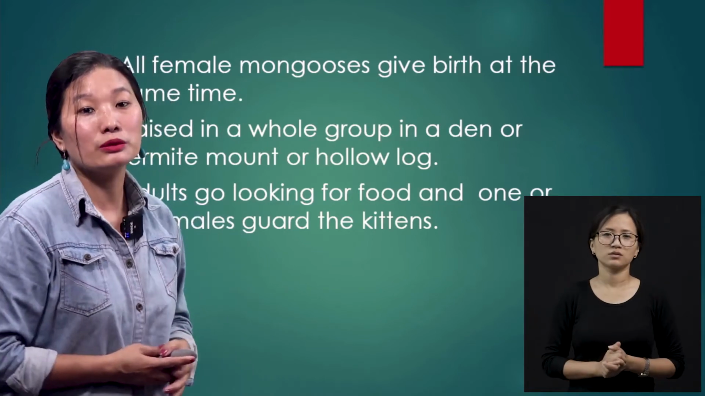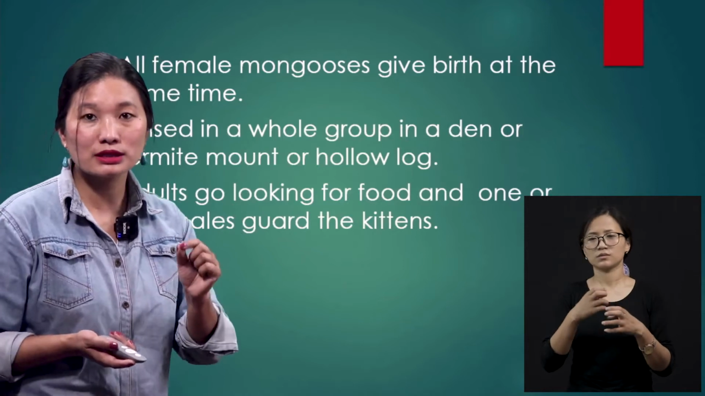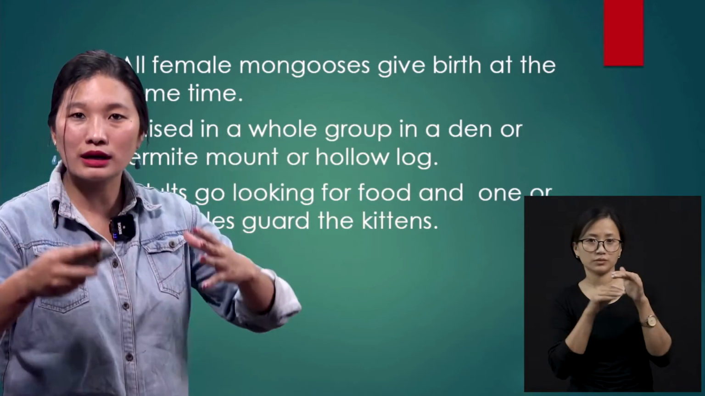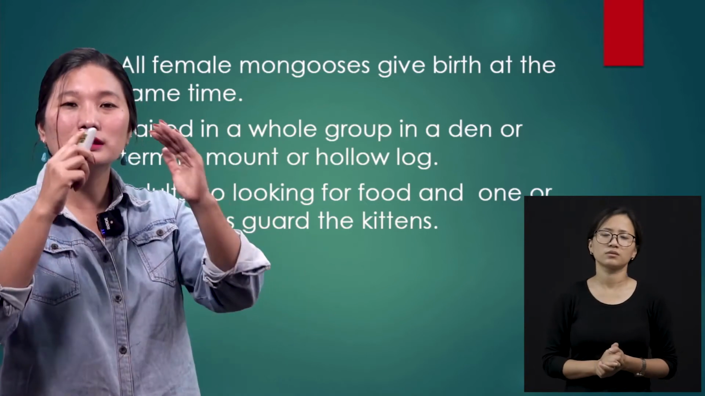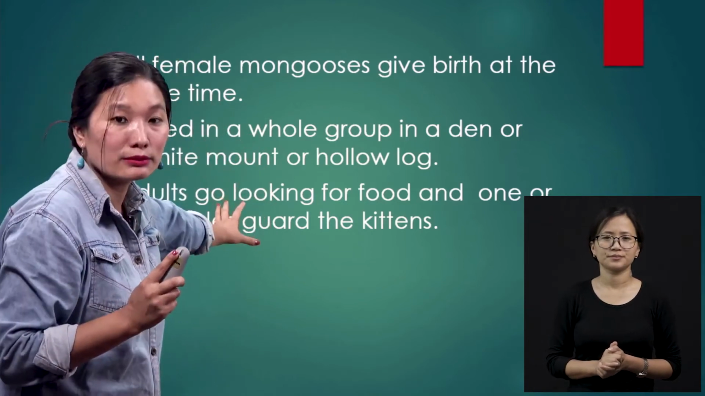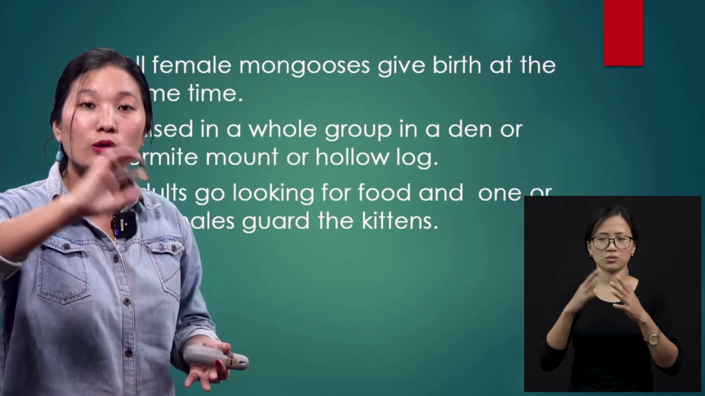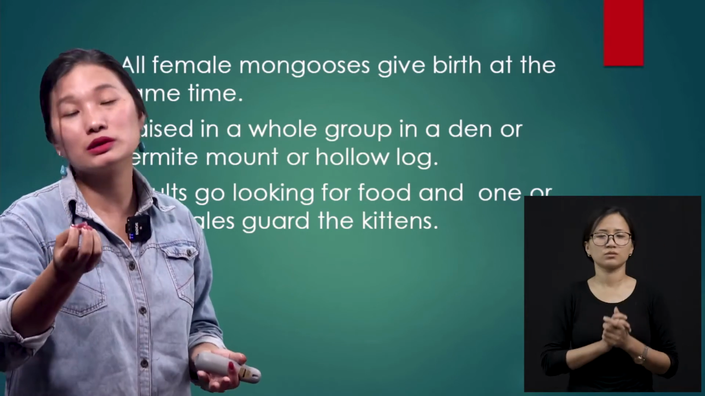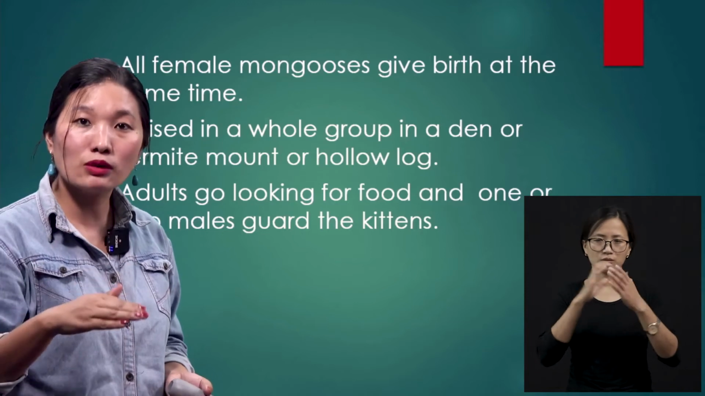And they would be raised in a den or a termite mound. You know what a termite is? Small insects that live in the ground. They would build their habitat. We cannot say houses. They will build their dwelling place with mud, and they would be in the termite mound or hollow log. That means there would be some trees which are hollow, right? There will be a hole inside that you can even enter. So a mongoose baby is raised in those kinds of hollow logs, termite mounds, or their den.